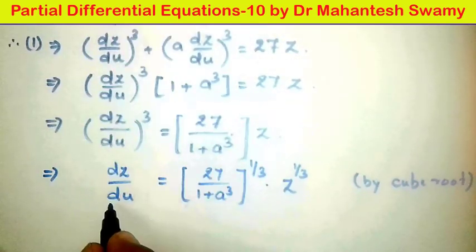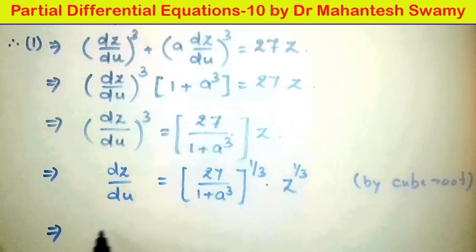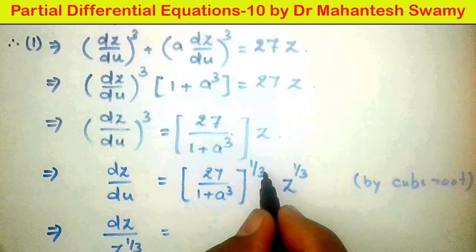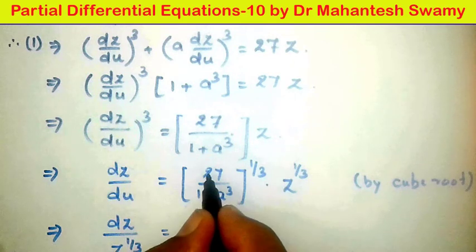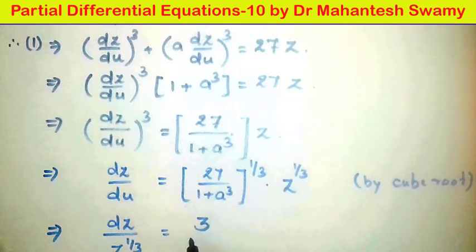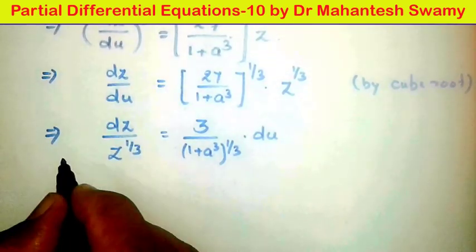Now we observe here that the variables can be separated. This z to the power of 1 by 3 can be taken to the left hand side. So dz divided by z to the power of 1 by 3 equals 27 to the power 1 by 3. The cube root of 27 is 3, because we know that 3 cube is 27. Therefore the cube root of 27 is 3, divided by 1 plus a cube, nothing can be done to this, keep it as it is with its whole power 1 by 3, and this du is to be multiplied on the right hand side in the numerator. So now we have this, and it is very easy to integrate.